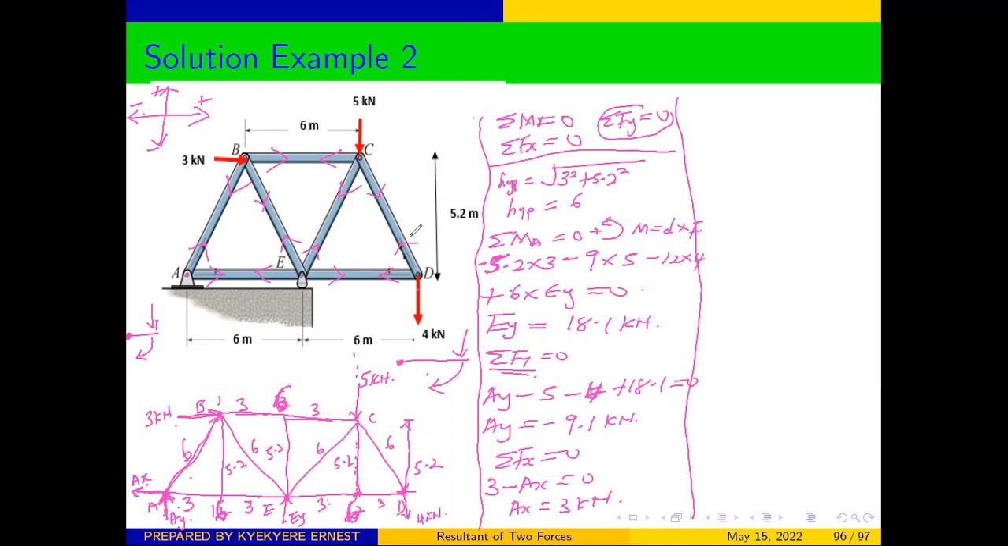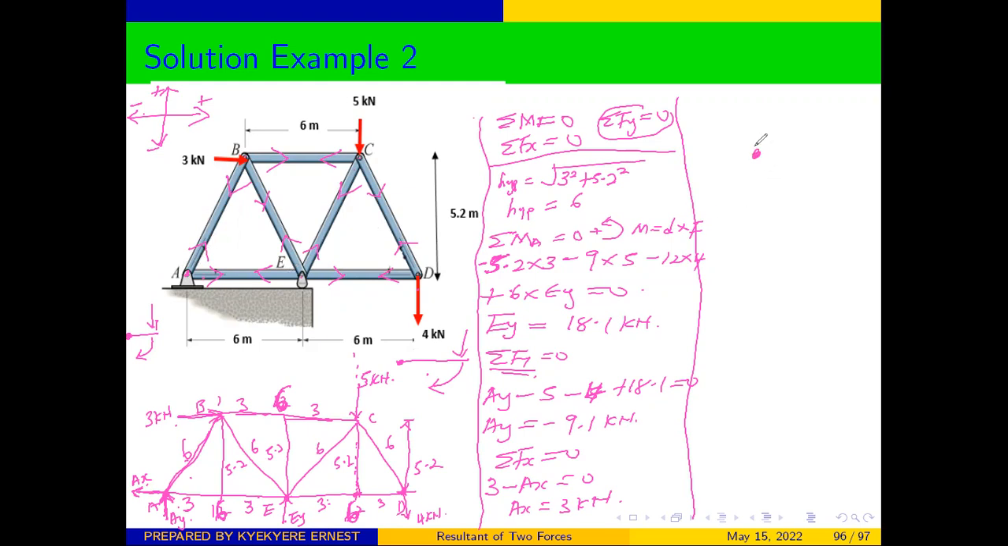Having indicated the directions, now let's take the joints one after the other and analyze. Because we are going to use our two equilibrium equations, sum of forces in the x is equal to 0 and sum of forces in the y is equal to 0, always make sure that you pick the joint with a maximum of 2 unknowns. You can see that for A, only 2 members are meeting at A, and therefore we only have 2 unknowns. We can analyze joint A.